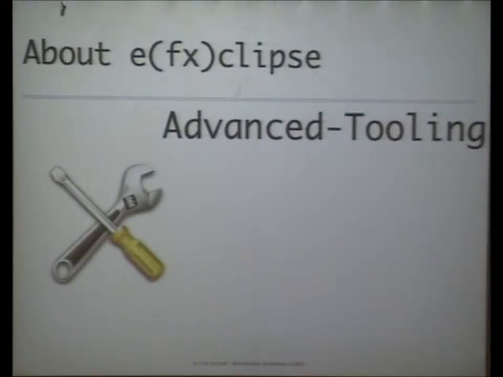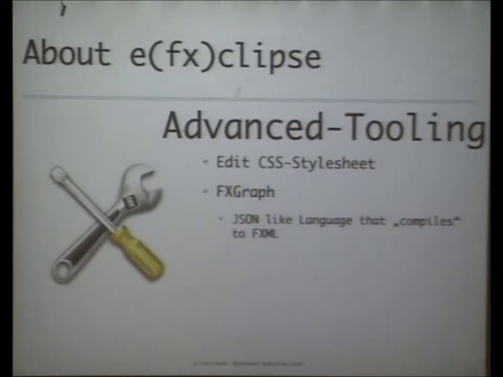Now, that's the basic thing that we have. The next thing that you need is advanced tooling. So you need an editor for the CSS style sheet, as I said. I don't like to edit FXML files. XML is a very noisy language, so I created a JavaScript object notation-like language with the Xtext framework that I called FXGraph. And I'll show you in a minute how it looks like. It looks like JavaScript object notation to create the UI that you want to see.